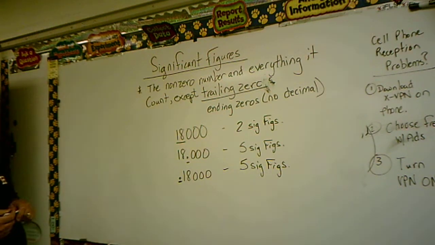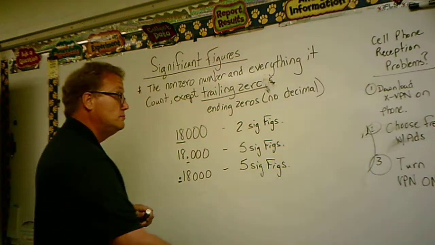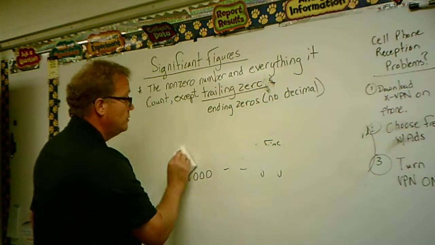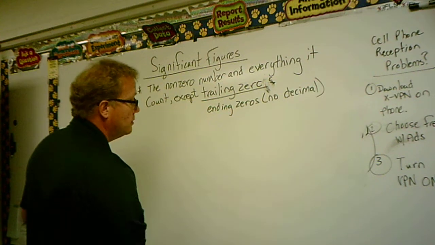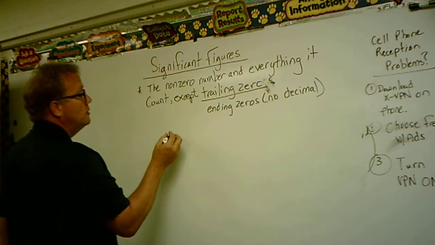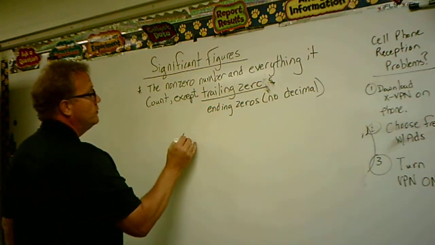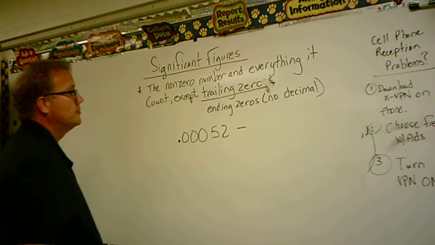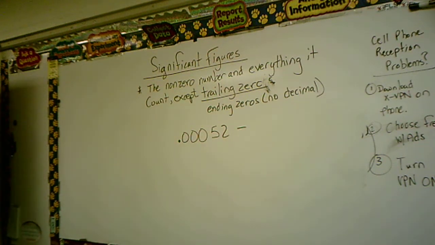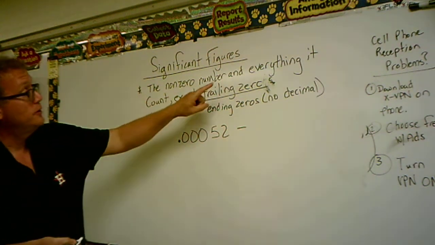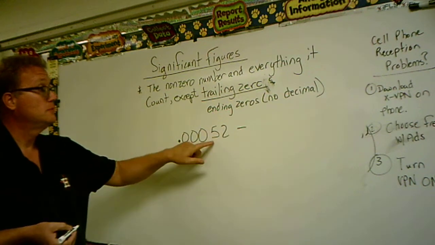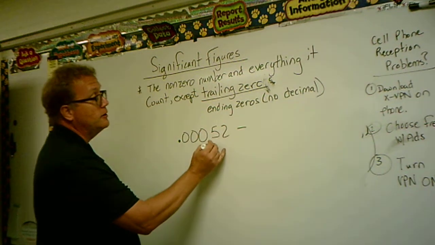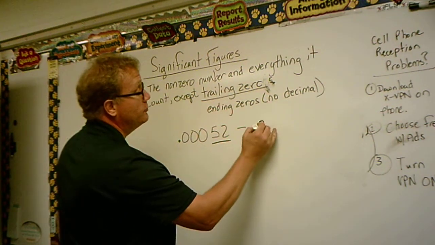Now we know not all of my numbers are going to look like this. So let's go ahead and erase these and go with this type of number. Let's say I have something that goes 0.00052. Well, again, the rule: the non-zero number and everything after it count. That's my non-zero number. It's not a zero. So I start counting here. I have 2 significant figures.